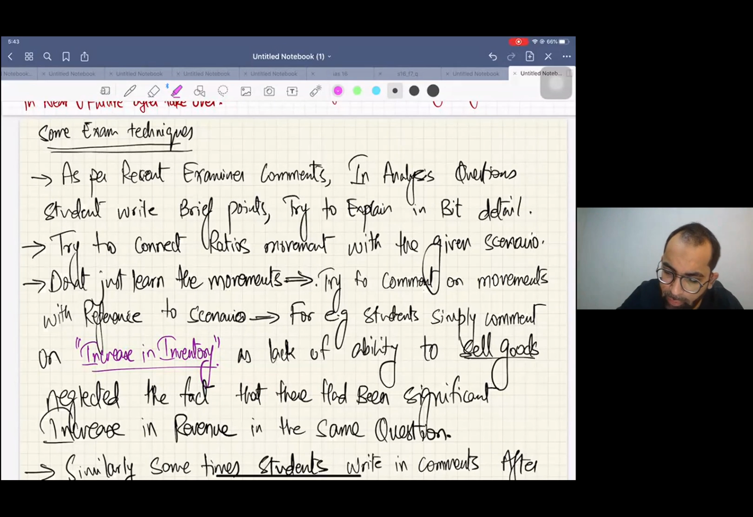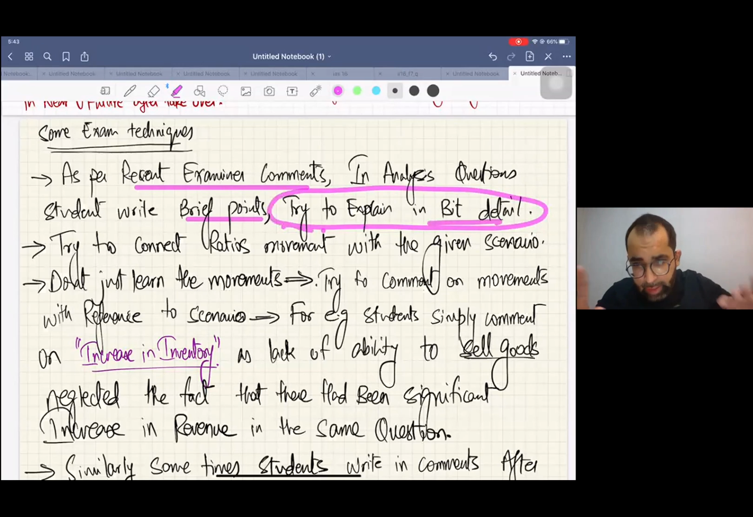Now listen. As per recent examiner comments, in analysis questions students write brief points. Try to explain it in a bit more detail. Don't forget this. This is also recommended by us teachers: don't write extra irrelevant things. Irrelevant discussion gives no marks, but relevant discussion may give you marks. Write things in detail, properly.